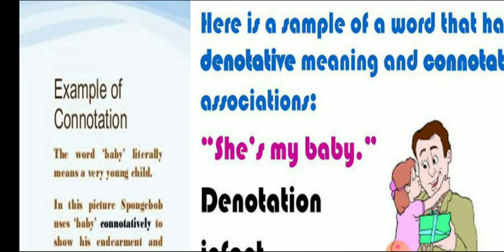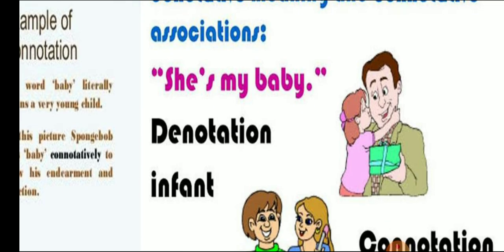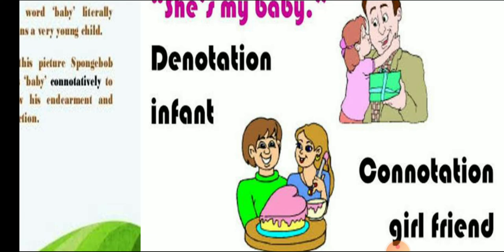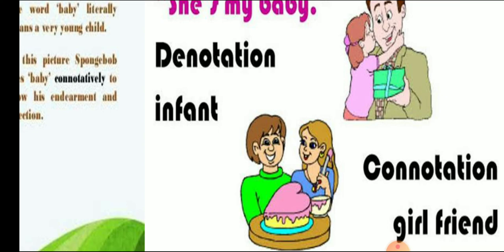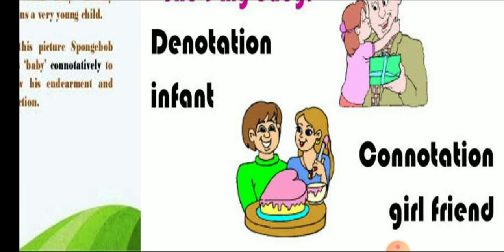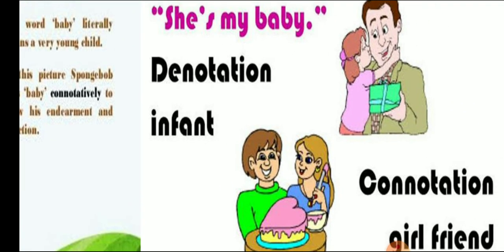Next, connotation. What is connotation? As I told you, it suggests beyond what it expresses. So look at the picture. She is my baby. That is, it denotes a small kid, so we can call it denotation. And look at another picture. She is my baby. That is, it refers to the girlfriend. It does not refer to a small baby. This is something which is suggested beyond what it expresses. So the figure of speech employed here is connotation.